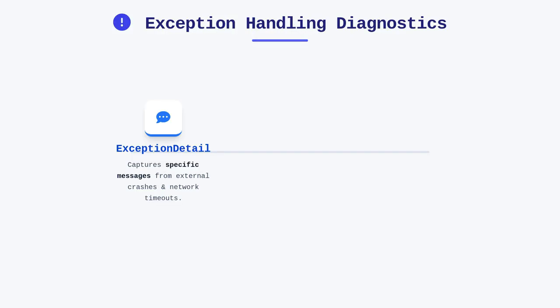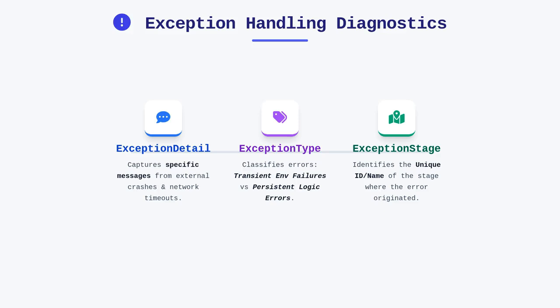The exception detail function returns the specific message associated with the failure, which is especially useful when catching general system exceptions that originate from external application crashes or network timeouts. When used in conjunction with the exception type function, you gain the ability to classify the nature of the issue, distinguishing between transient environmental failures and persistent logic errors. Exception stage allows you to identify the unique ID or the name of the stage where the exception was originally thrown, which is indispensable for tracking the path taken within complex business objects.